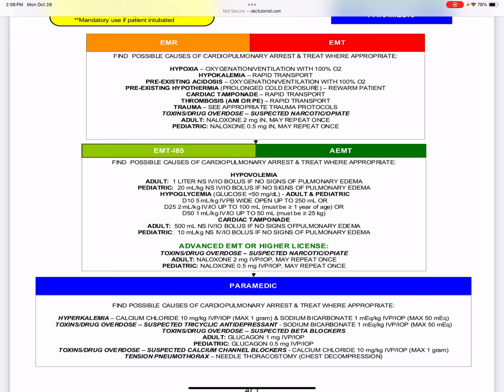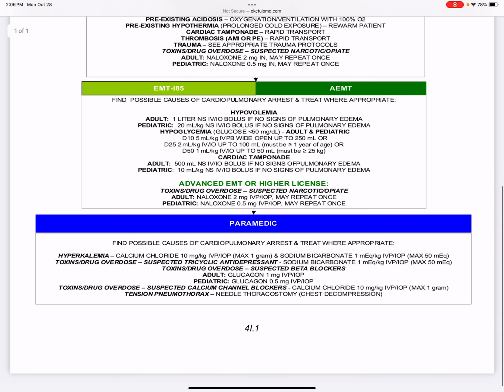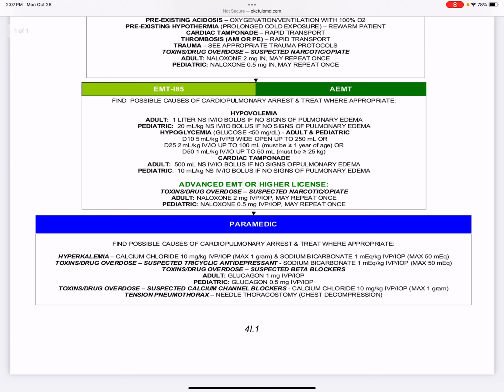IV IO, IM, and then IN if you absolutely have to. So we'll scroll down a little bit farther. This is for your intermediates and advanced.